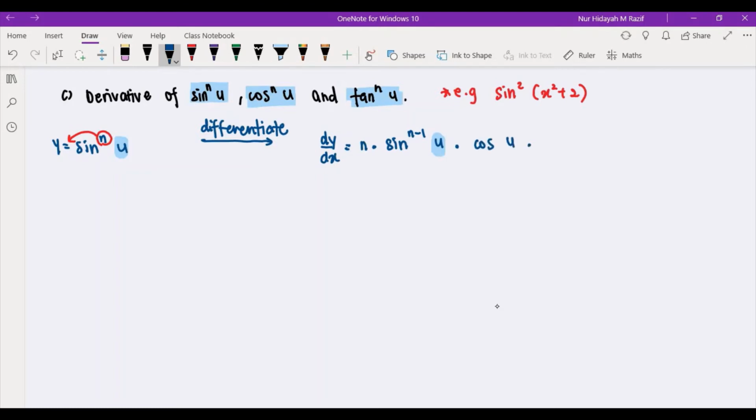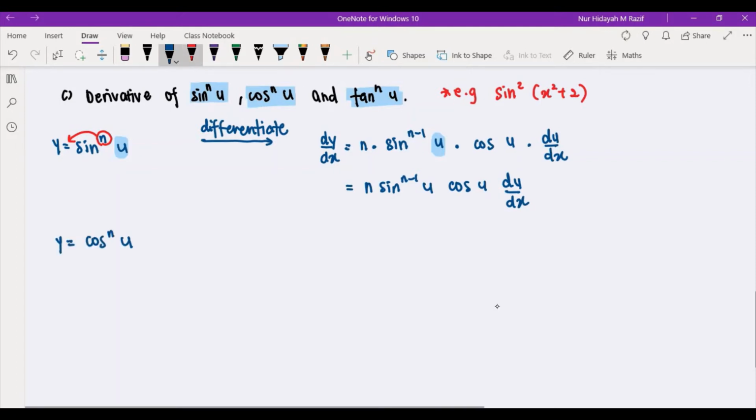And then we are going to differentiate our angle, giving me du by dx. So that is the final derivative, which is n times sine to the power of n minus 1 of u, times cos u, times du by dx.